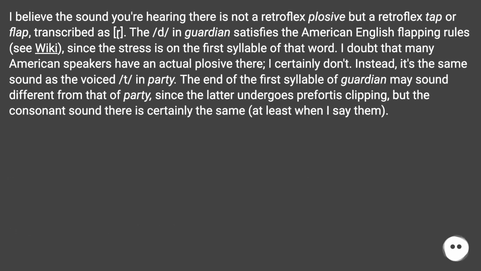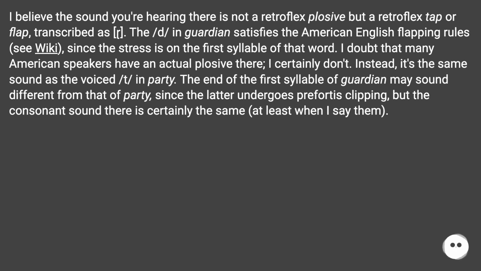I believe the sound you're hearing there is not a retroflex plosive but a retroflex tap or flap. The D in guardian satisfies the American English flapping rules, see wiki, since the stress is on the first syllable of that word. I doubt that many American speakers have an actual plosive there, I certainly don't. Instead, it's the same sound as the voiced T in party.